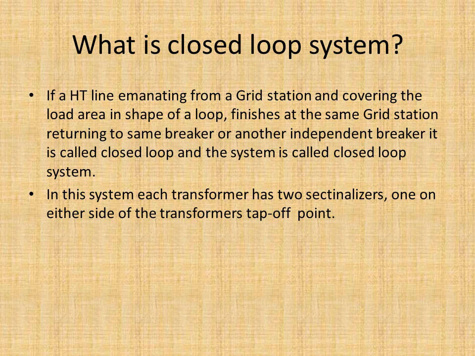Now, what is a closed loop system? If a high tension line emanating from a grid station covering the load area in the shape of a loop finishes at the same grid station, returning to the same breaker or another independent breaker, it is called a closed loop system. In this system, each transformer has two sectionalizers, one on either side of the transformer's tap points.